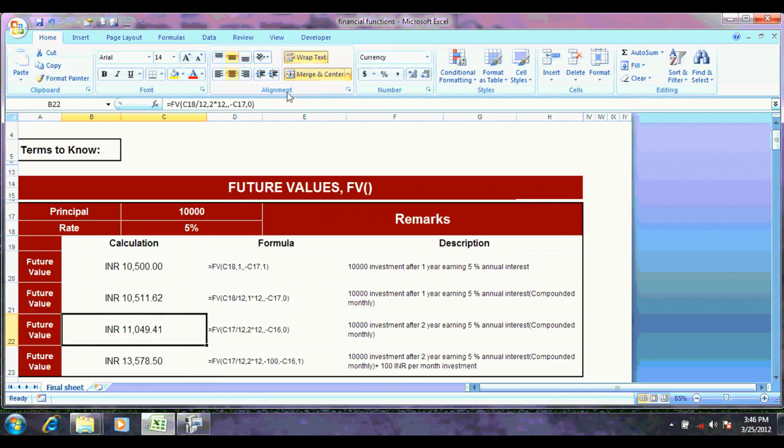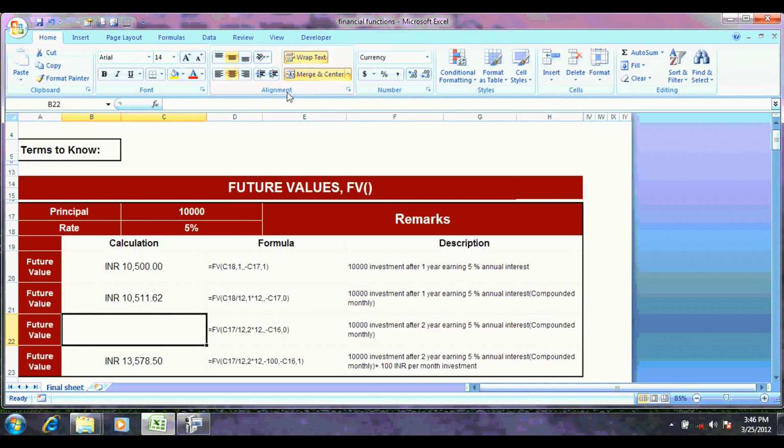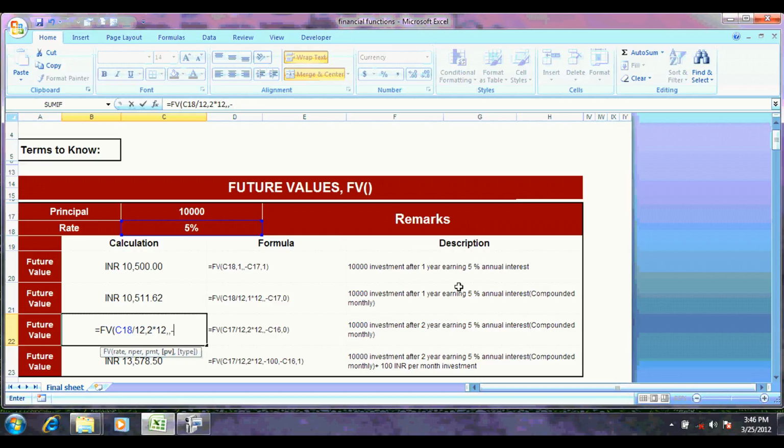Now the next example is a 10,000 investment after 2 years earning 5% annual interest compounded monthly. So equal to future value plus tab, rate is 5% divided by 12. In this case the period is 2 years. 2 years means 2 into 12, that is 24 months. Again there is no monthly payment, so it is just minus 10,000 or this cell.